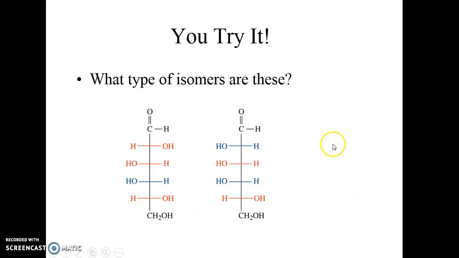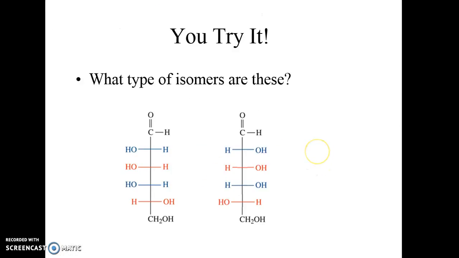Okay, so what kind of isomer are these? Well, we look and we see all of the carbons are exactly the same except for these 2. So those are epimers.